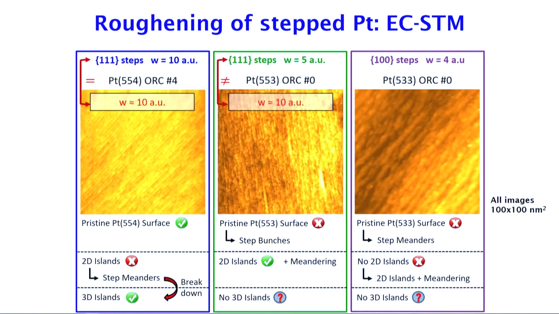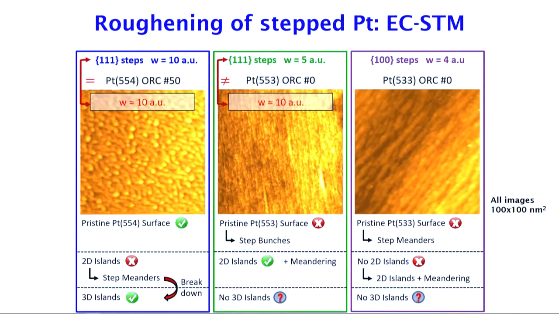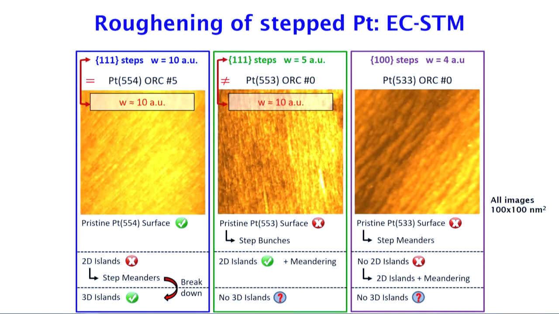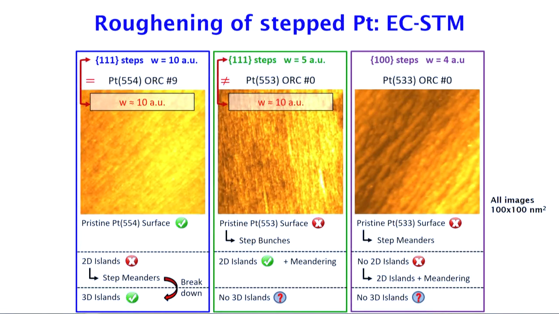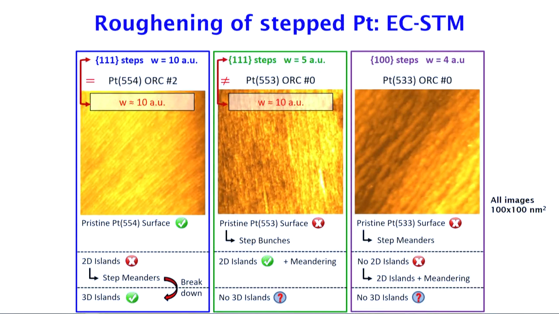What we see here for 554, you can see the step sites here, and they have a 10 atom distance, so that seems to be okay. We don't really see the formation of 2D islands. We see some step meandering, so it looks like the steps are somewhat unstable, they become wavy, but at some point you can see that we do see this 3D island growth, as the electrochemistry suggests.